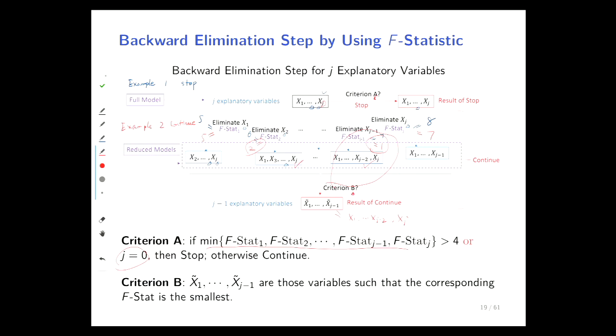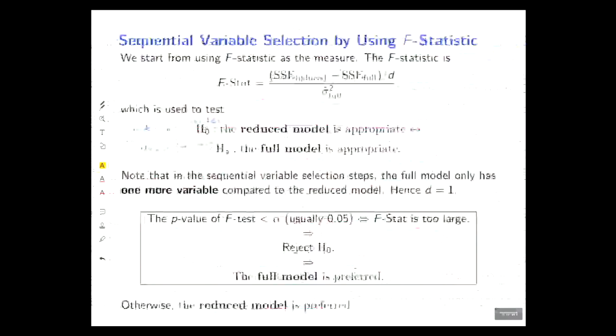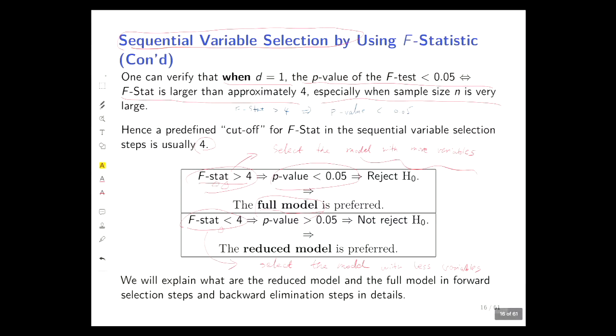So what's criterion B? Criterion B is that if we determine to continue, so that means if we determine to eliminate one variable in this step, which variable should we eliminate. So that's the meaning of criterion B. And how can we make criterion A and criterion B? That's directly from our idea of the F-test.